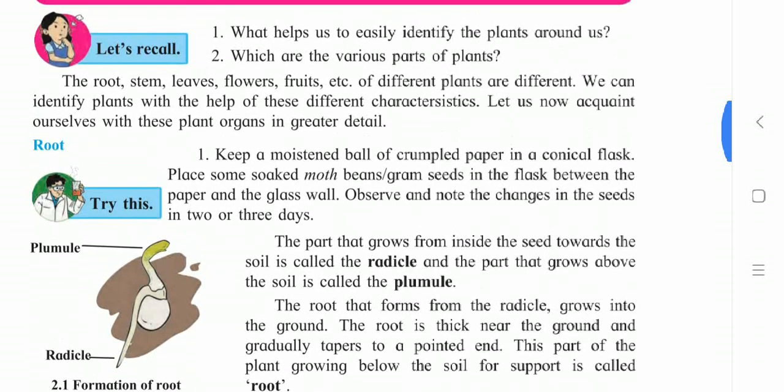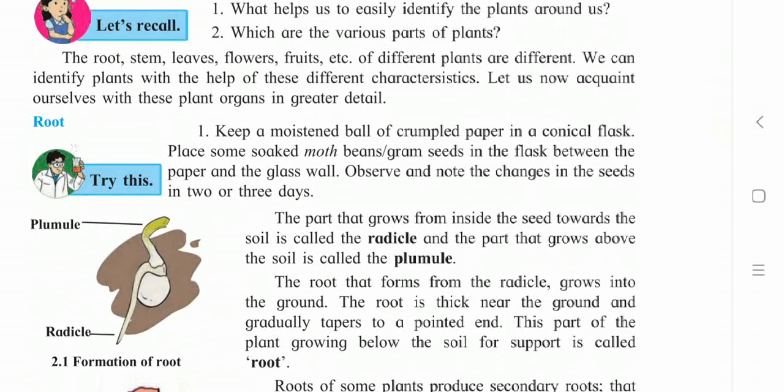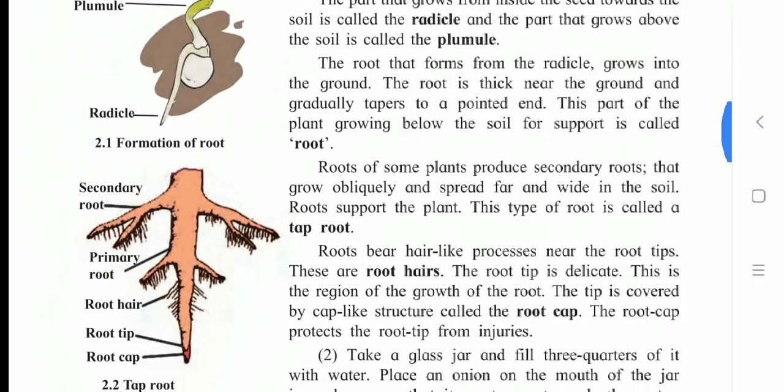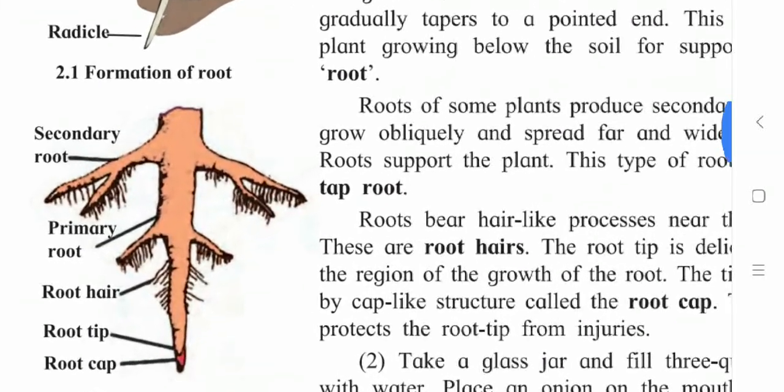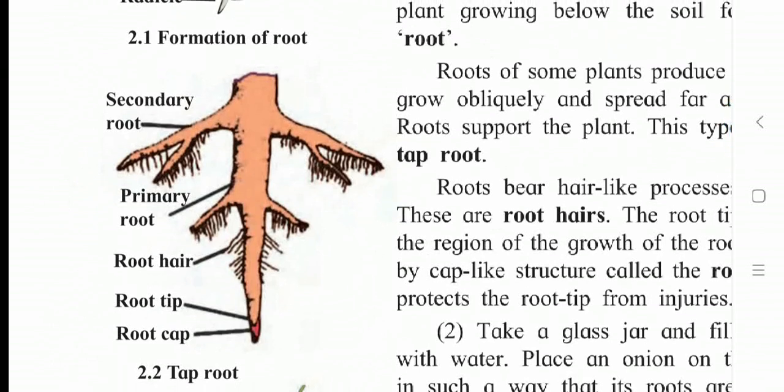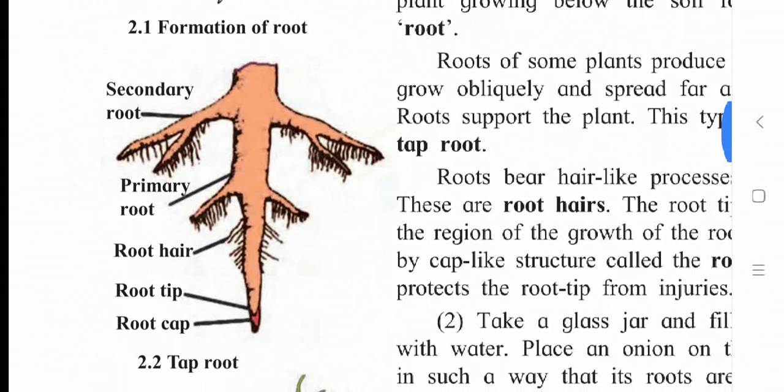In this video we will learn that there are different types of roots. See student, I will show you one root diagram here. The name of this root is taproot. Taproot has one main branch which goes down into the soil, which has a cap-like structure and a tip also. They are called the root cap and root tip downside, and the hairy structure on all this part is called root hair.